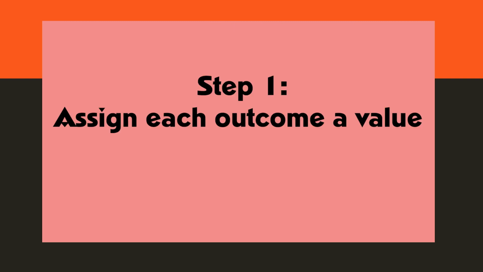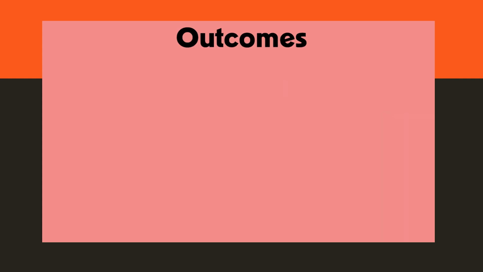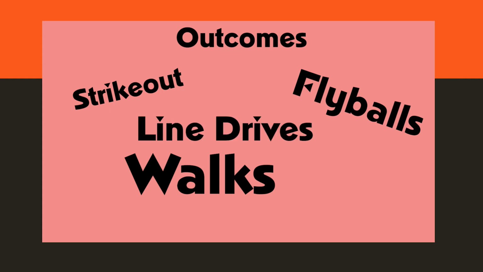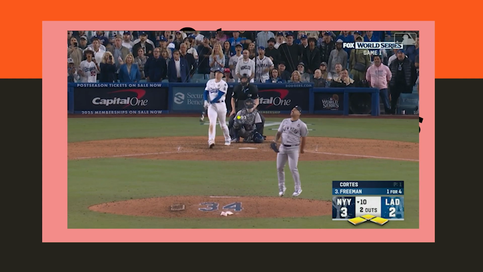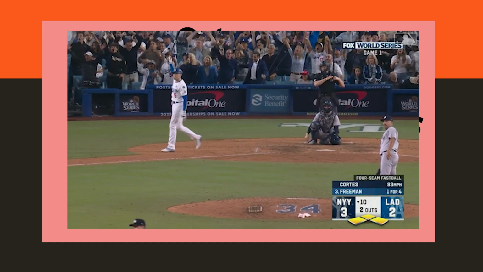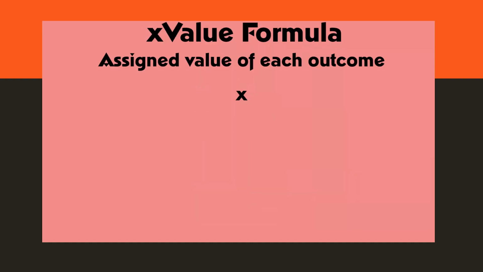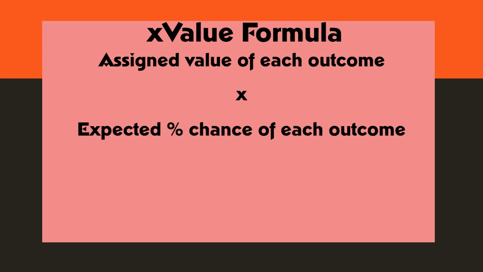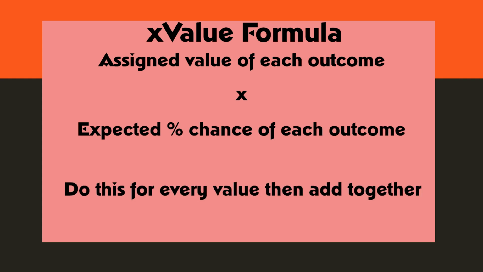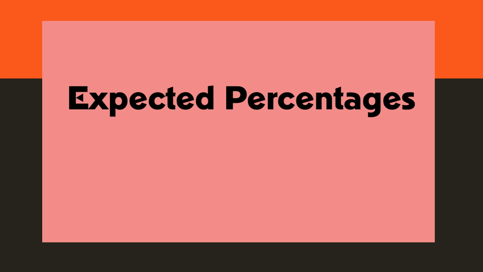So, what you do is you assign each possible event happening in an at-bat. For me, I've gotten strikeouts, walks, fly ball, line drive, ground ball, and home run. Those are the 6 scenarios that can happen. You give a value to each of those scenarios, and then you multiply the value by the percent chance of it happening, and then you get a total expected value stat.